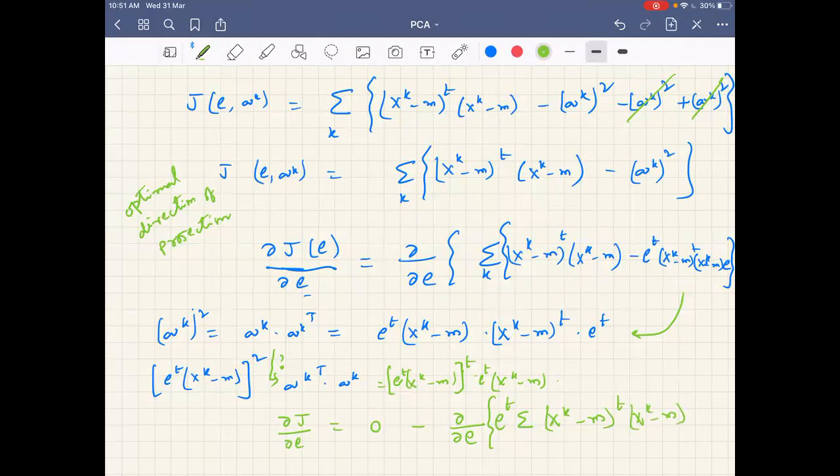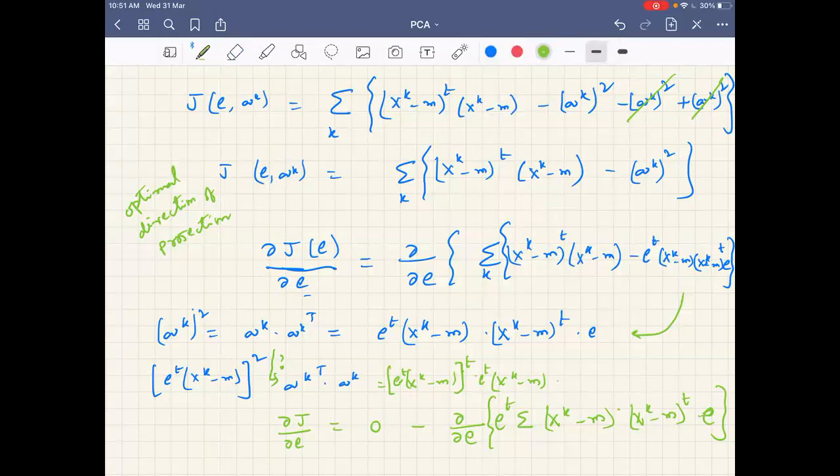Have I written this correctly or wrong? Did I exchange the transpose part? It is AK into xk minus m. So x transpose is not here, the transpose is here. Please note that. Sorry, there is no transpose for the E in the fourth step. Yeah, right.